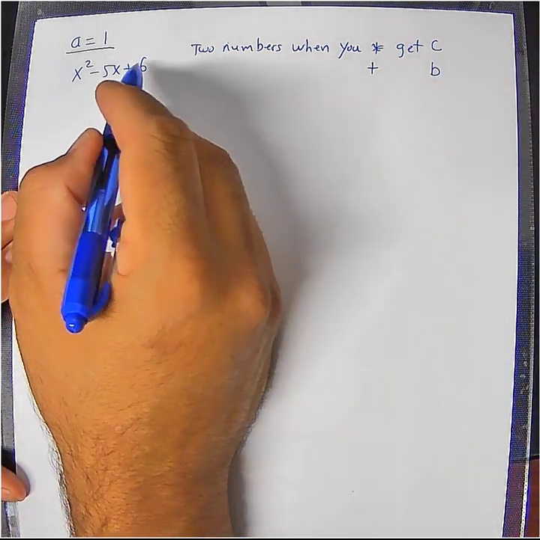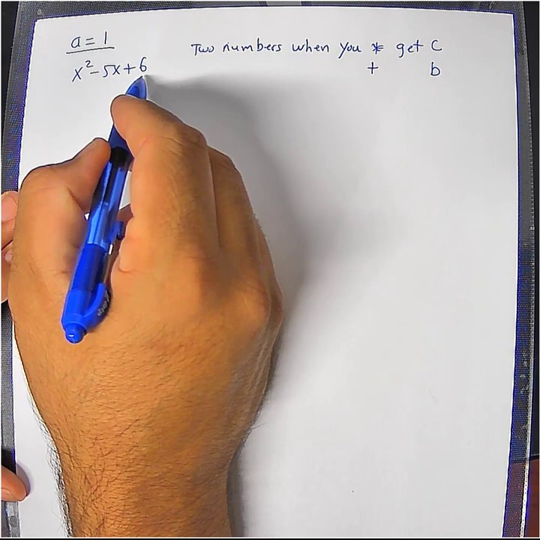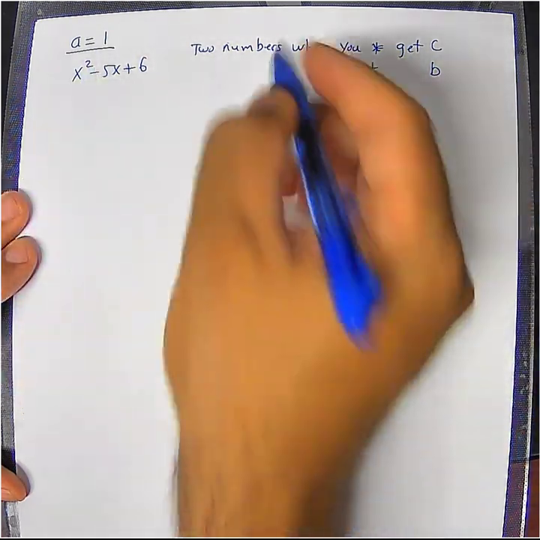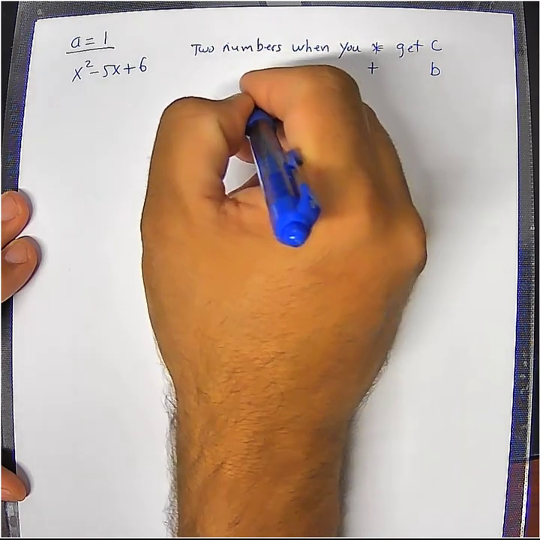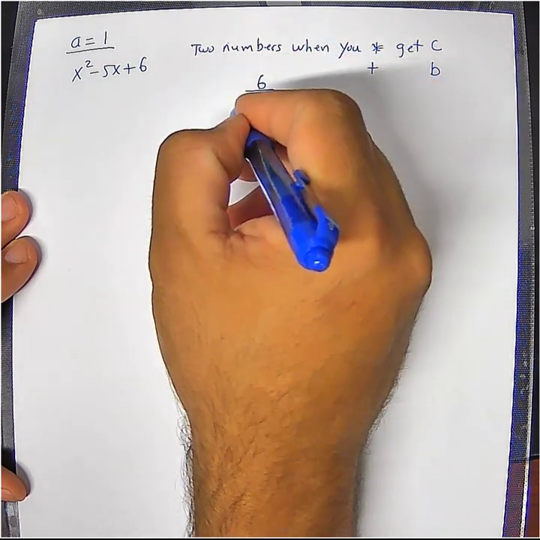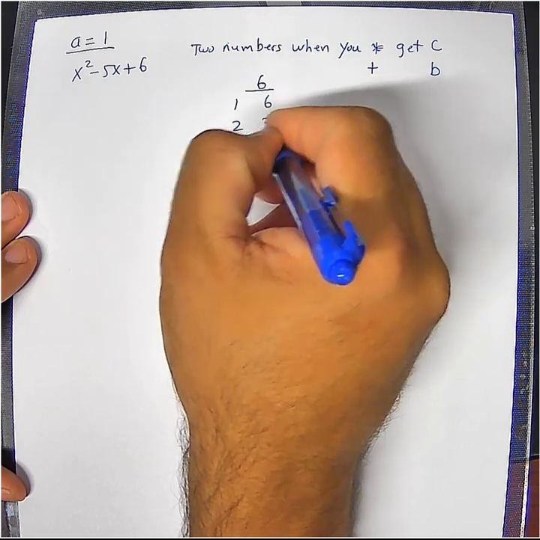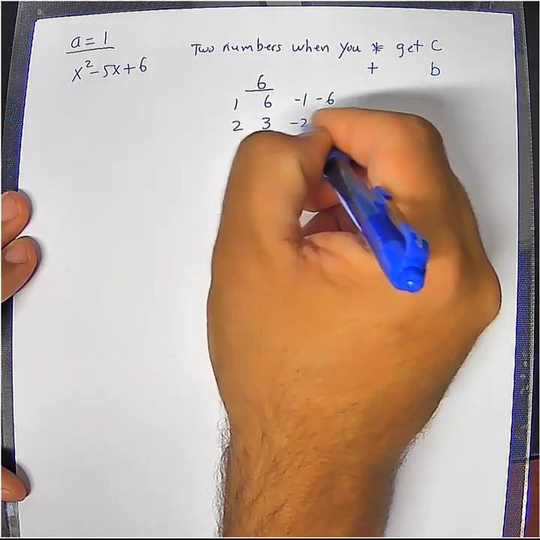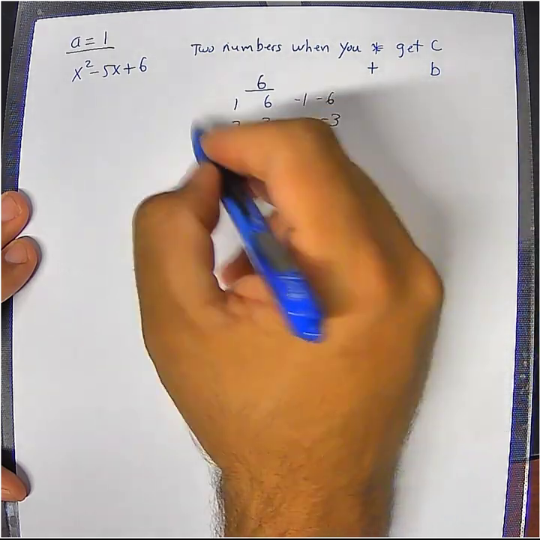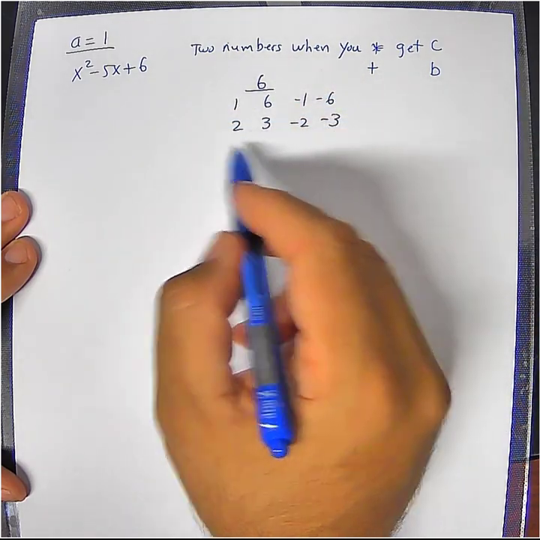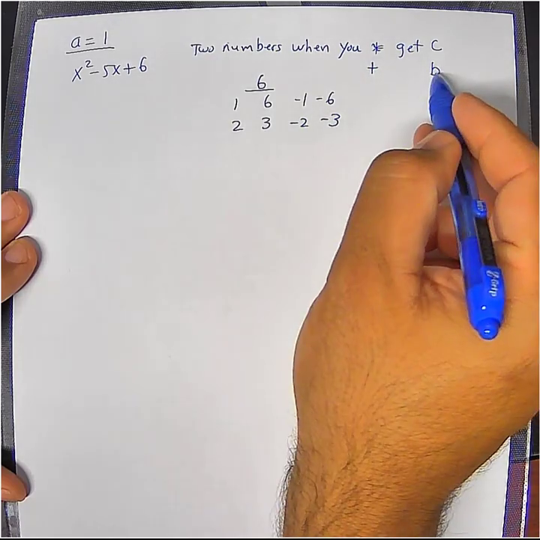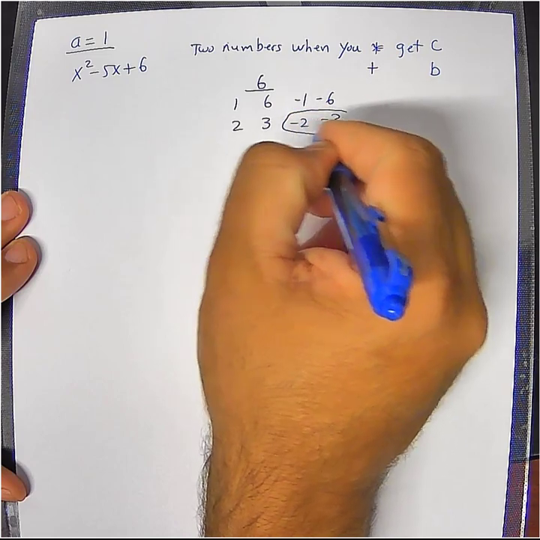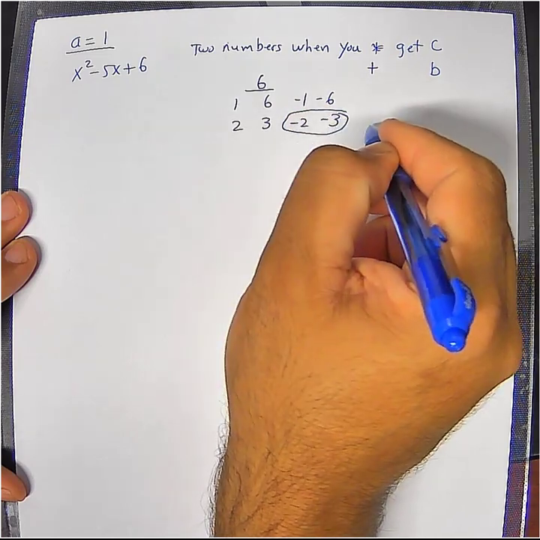So all the ways that I can get a 6, that when I multiply get 6, but add to get a negative 5. One of the ways is to find the factors of 6. Start simple: 1, 6, 2, and 3. Remember, I can also have negative 1, negative 6, negative 2, negative 3. So here are all the possibilities of 6. Which one of these, when I add, will give me the b? In this case, b is negative 5. So here it is: negative 2 plus negative 3 gives me the negative 5.